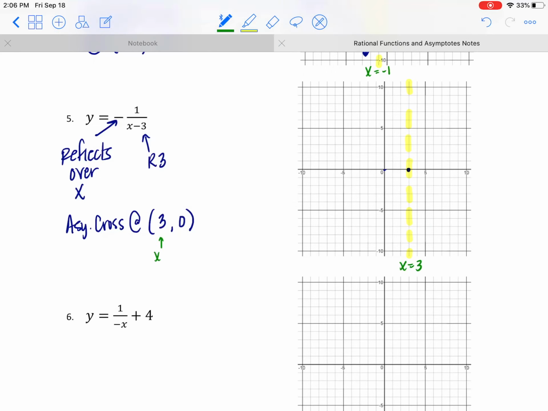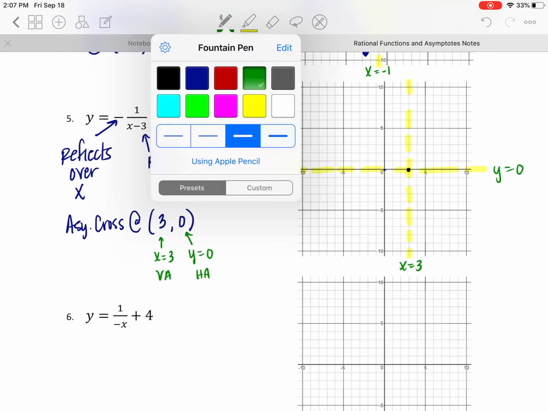X equals 3, and we can see that here, right? X equals 3, that's my vertical asymptote. And then my horizontal asymptote is still going to be where it was with the parent function, at y equals 0, because I didn't go up or down. So y equals 0, that's my horizontal asymptote. Now the reflection is going to affect the branches.